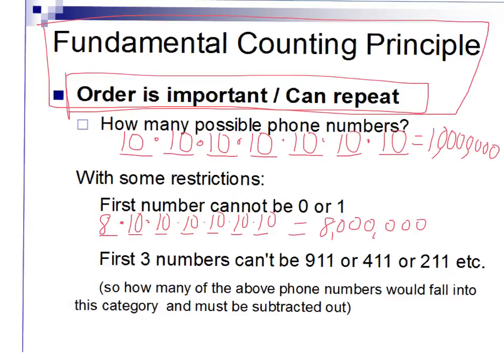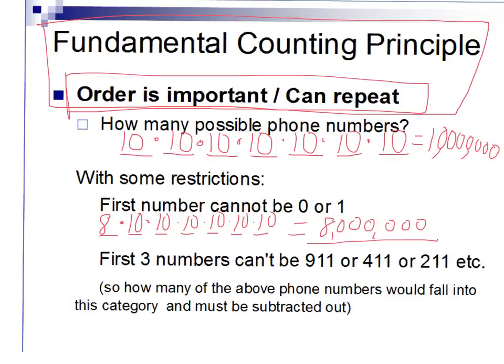It says the first three numbers can't be a 911 or a 411 or a 211. Well, 911 obviously, 411 is information. I think 211 is like a volunteer hotline kind of thing. And really it's anything 11 they have reserved for special uses. So 511 doesn't work, 611 doesn't work. Okay, so the question is, of my 8 million phone numbers that I have here, how many of those actually start off 911 or 411 or 211?